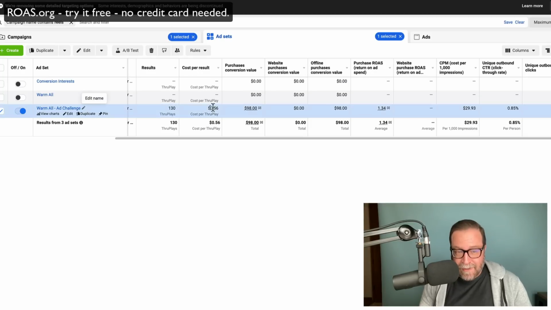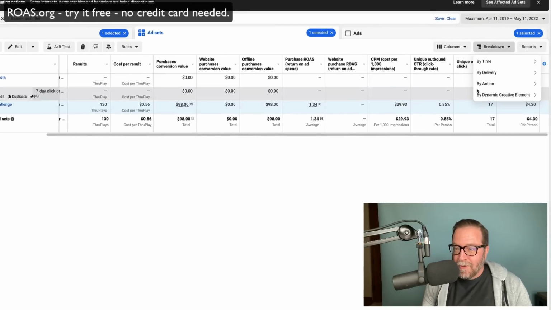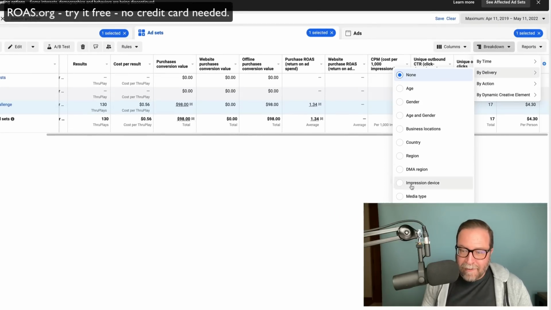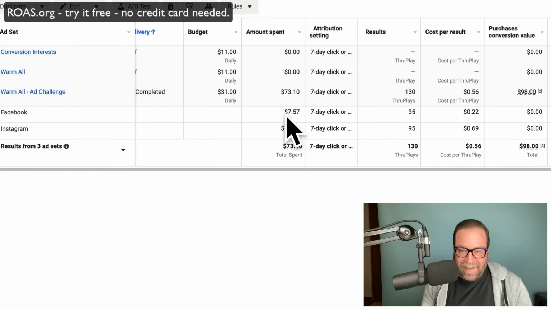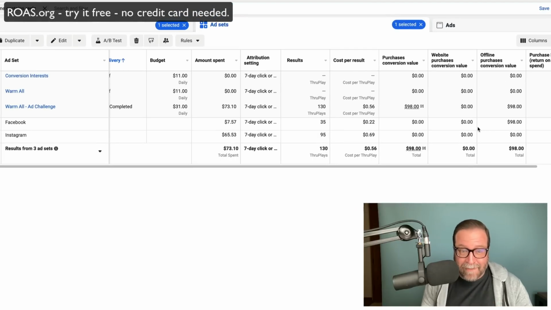All right, so here we are. We're in the campaign, and I'm going to show you the cost by placement here, meaning where did it show up? Was it on Facebook or was it on Instagram? All right, so let's have a look. We can see that I only spent $7.57 on Facebook. The algorithm, for whatever reason, spent most of my budget on Instagram, which is cool, but look at this. The only sale that Facebook tracked actually came from Facebook. So it cost me $7.57. I got $98 in sales here.